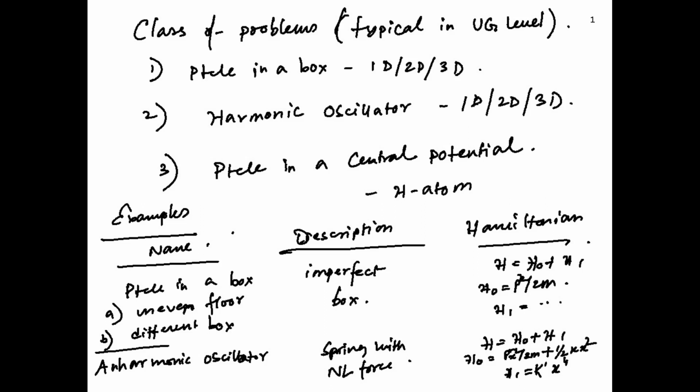So these are like imperfect box examples, and its Hamiltonian will have the H0 part, which is p squared by 2m with the boundary condition of the simple square box or rectangular box, plus the unusual part, which is hard to solve, like a distorted floor or whatever it is. We will see a lot of examples of that.